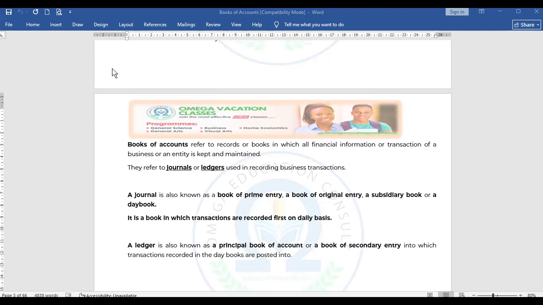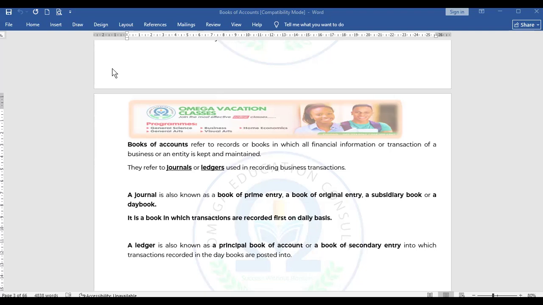Now, if I want to link this to the notes you keep in schools, then I'll say a journal is more or less like a jotter, right? Most of the times in class, when teachers are giving first-hand information, you first record it in your jotter. Then later, you transfer into your notes. So a journal is the first book. One thing you have to note is the first book. That is why it is the prime book of entry, or a book of original entry. And this book is used on daily basis, right?